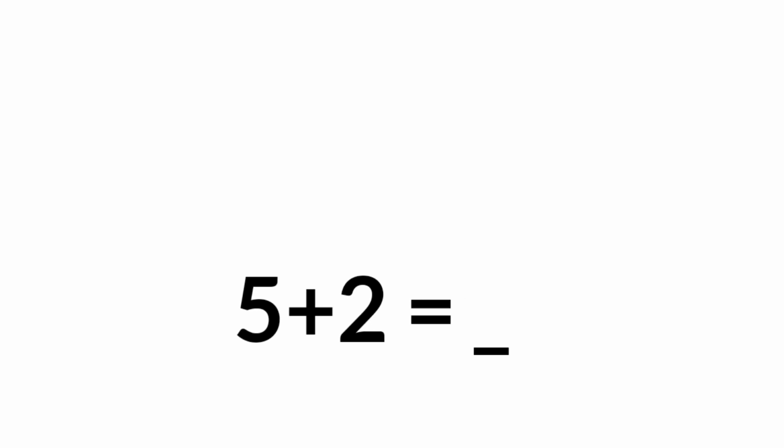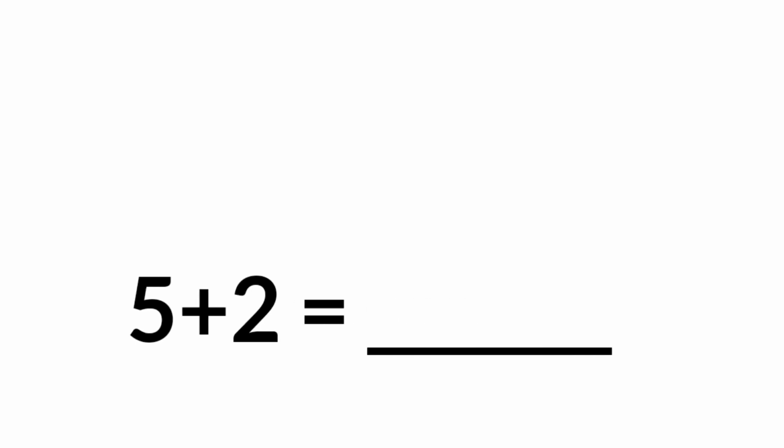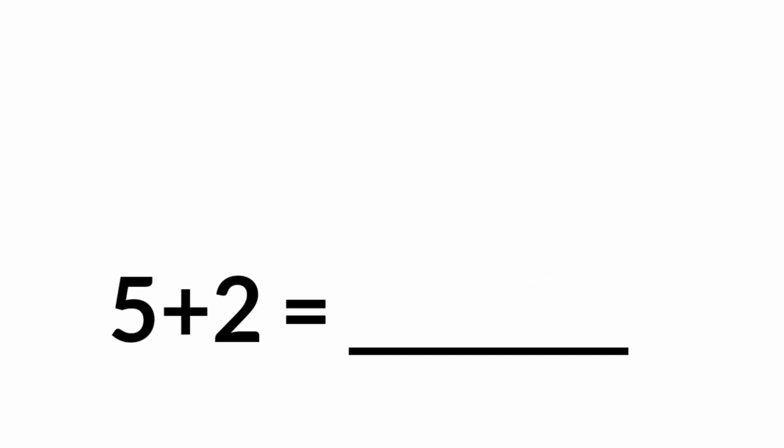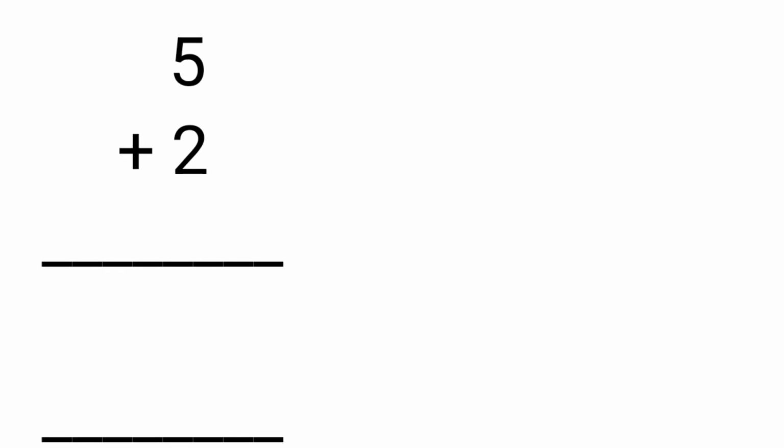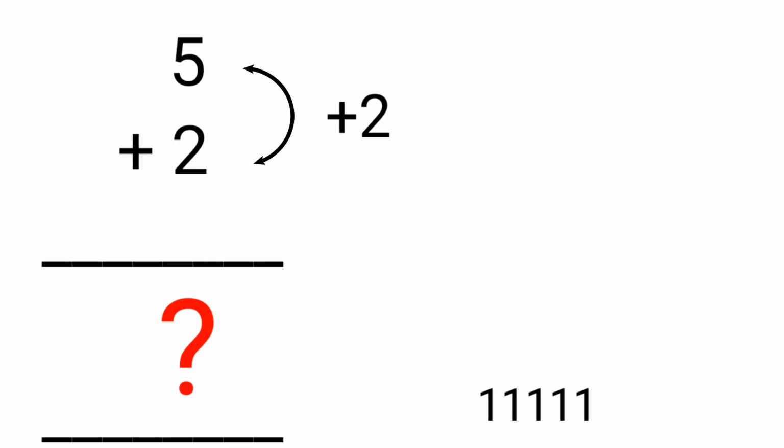5 plus 2 is equal to, think about this. Now solve the question. 5 is the biggest number, so we write it above, and 2 is the smallest number, so we write it below 5. The above value is 5, so we write 5 lines of 1 each. The below value is 2, so we write 2 lines of 1 each.